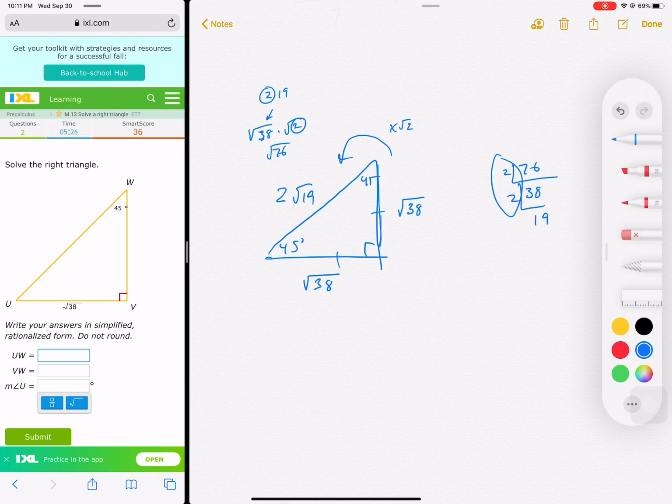So the big deal again, no matter what they write, stick to the rules we know. To go from my side to my hypotenuse is always times square root of 2. If we're going backwards from the hypotenuse back to the side, that's divide by square root of 2.